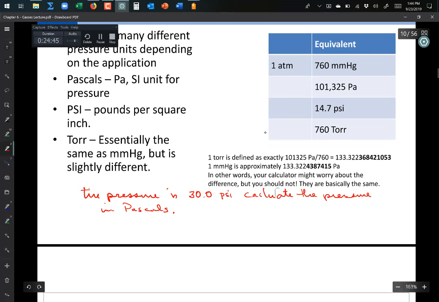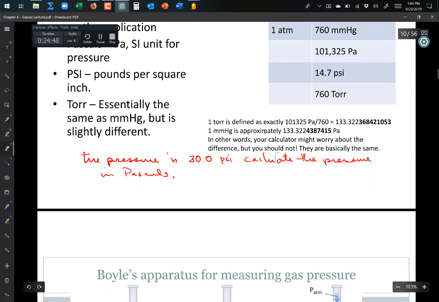So PA. I'll make sure that stays up there. Okay, so we use this table a little differently than we have other conversion factor tables. But I'll show you, for example, if I have 30 psi, and I want the pressure in pascals.